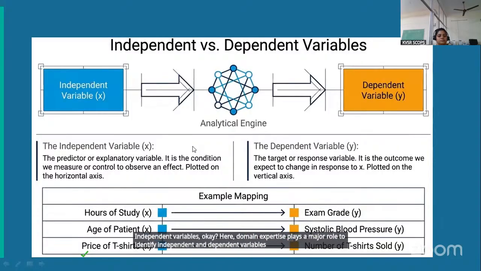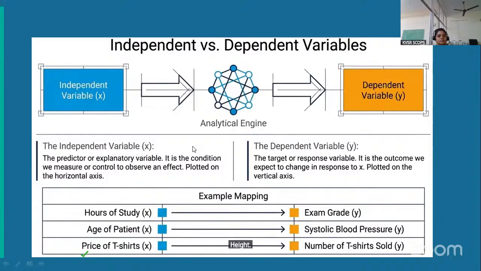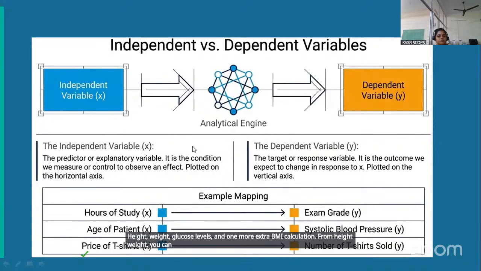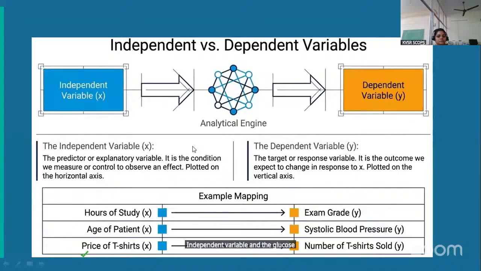So I can ignore patient name and patient ID, so that I can reduce the calculation time. I can consider only the height, weight, glucose levels, and one more extra, the BMI calculation. From height and weight you can calculate BMI, and that BMI can also become an independent variable, along with the glucose levels. So these four can become independent variables to decide whether the patient is diabetic or non-diabetic. Hope I cleared your question.